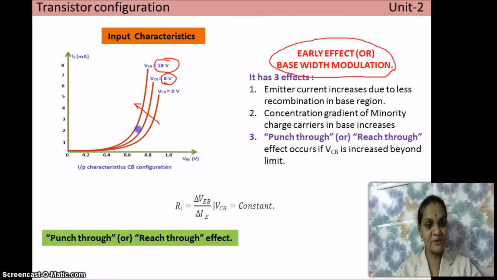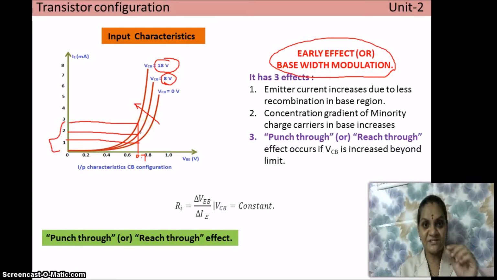For example, if you consider a particular voltage, VBE of 0.7 volt, and VCB is 0 volt, I am getting IE only this much. Similarly, if the reverse bias voltage increases, see here the emitter current increases, and again if I increase the reverse bias voltage, the emitter current is still increasing. This is the emitter current increasing.